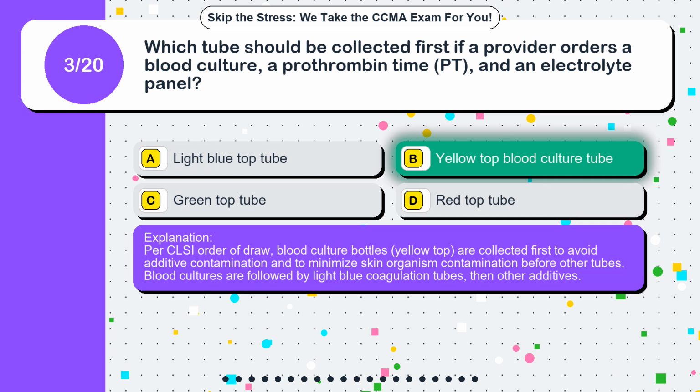Per CLSI order of draw, blood culture bottles, yellow top, are collected first to avoid additive contamination and to minimize skin organism contamination before other tubes. Blood cultures are followed by light blue coagulation tubes, then other additives.